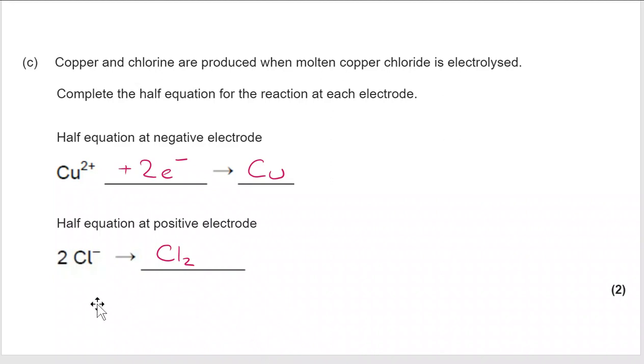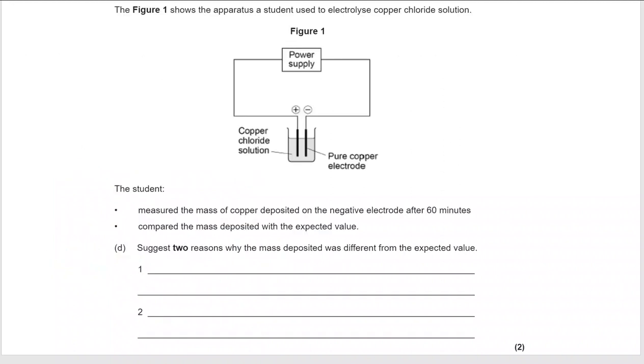Now again, we've got to balance the charges. 2- on the left, so this time I need 2- on the right. 2 electrons. These electrons have been lost, which means the process here is oxidation. We're going to move on to part D, and we have got some apparatus set up. Copper chloride solution, pure copper electrode.